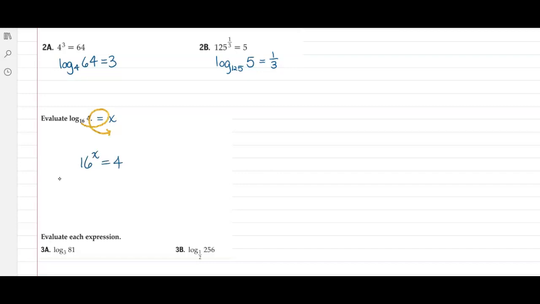And now, it's just like I'm back in step 19, finding a common base. I'm going to express 16 as 4 squared. Now I have the same base, 4 to the 2x equals 4 to the first. 2x equals 1. So, x is 1/2. So now I know that the log base 16 of 4 is 1/2.